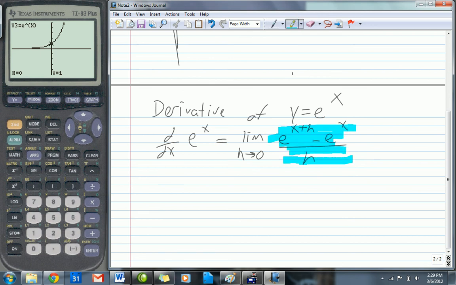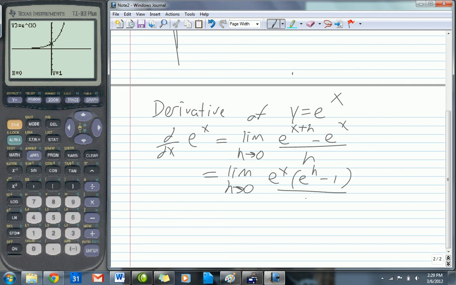Remember this? That's called our difference quotient. We're taking 2 points, say here and here, and evaluating the slope between those 2 points. But we want h to go to 0, which brings the 2 points very close together and turns the difference quotient, which is the slope of the secant line, into the slope of the tangent line, the instantaneous rate of change. Now I want to execute this. In the limit as h goes to 0, I'm going to factor out e to the x on top. Remember, another way of saying e to the x plus h is e to the x times e to the h. You add the two exponents.